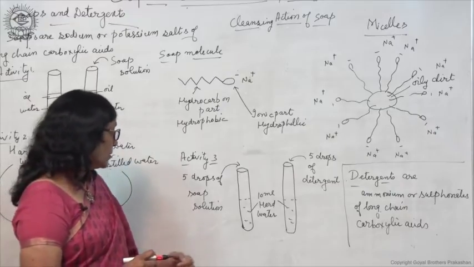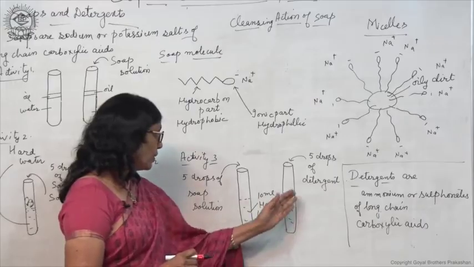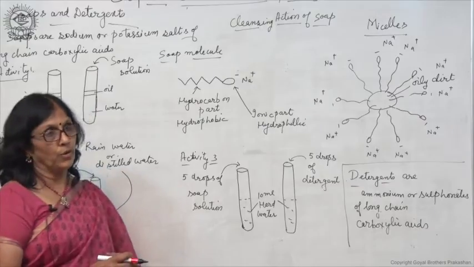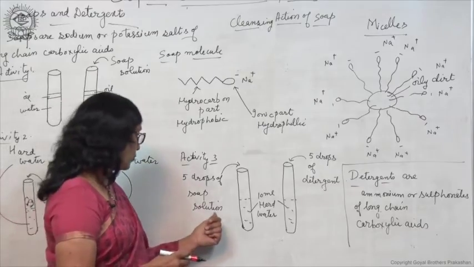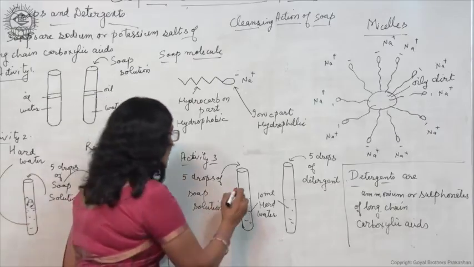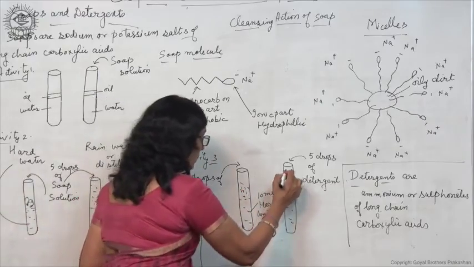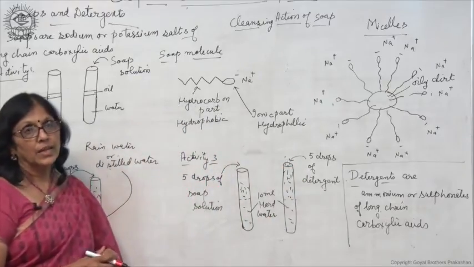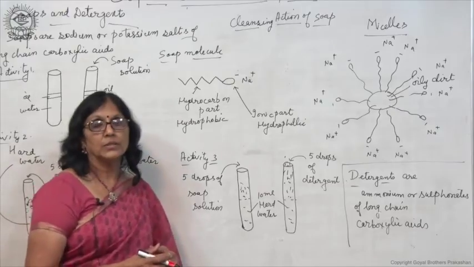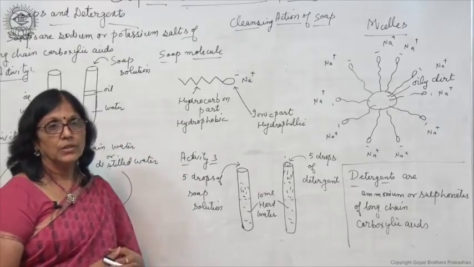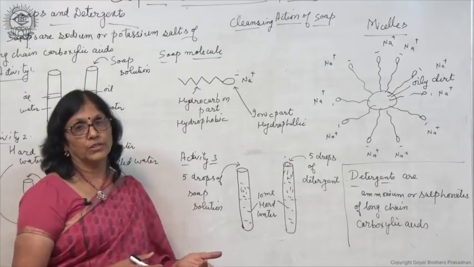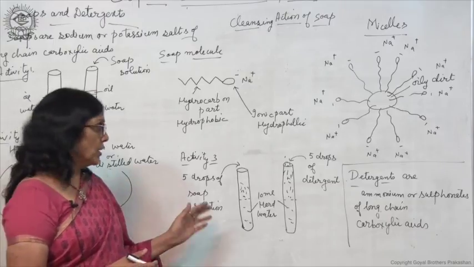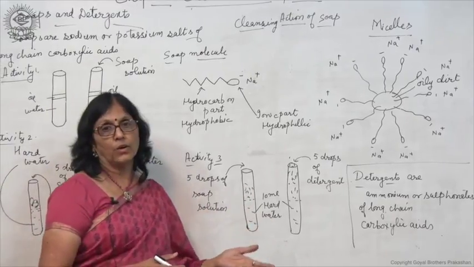You will find that in the test tube in which detergent has been added, a huge amount of lather is formed, whereas in the test tube in which soap solution has been added, the lather formed is less. The test tube in which detergent has been added is full of lather. So detergents are better cleansing agents because detergents form lather even with hard water, whereas soap does not form lather with hard water. So in comparison, detergents are now widely used.